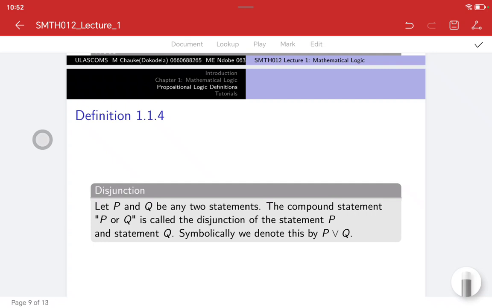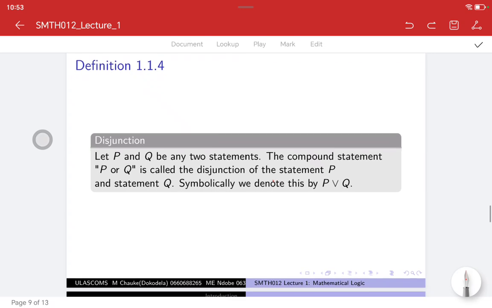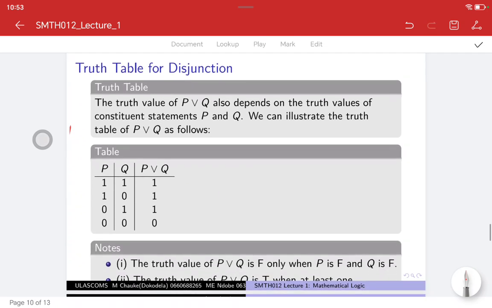Now we come to this definition of disjunction. We say that if we let P and Q be any two statements, then the compound statement P or Q is called a disjunction of the statement P and statement Q. Then we can denote this by P or Q. We must know also that we're going to represent this one by plus. So whenever we're computing, we'll just say plus, plus, plus, right? And for this statement to be true, at least one of the statements between P and Q must be true. So now let's come to a truth table, and then we see. For the truth table of disjunction, the truth value of P or Q also depends on the truth values of the constituent statements P and Q.